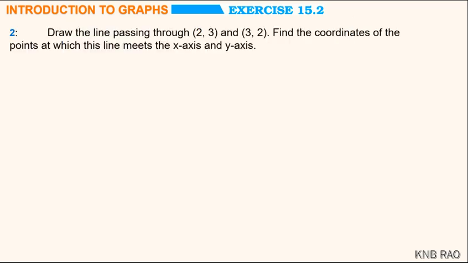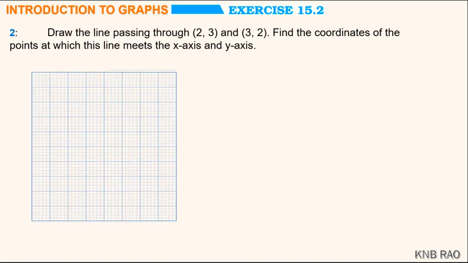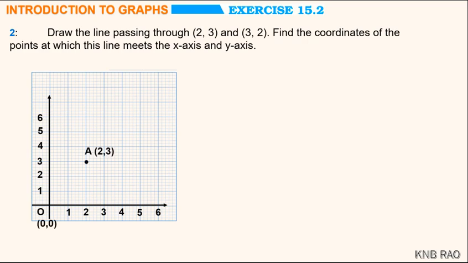Then question number 2. Here I will discuss question number 2 onwards. Draw a line passing through 2, 3 and 3, 2. Find the coordinates of the points at which this line meets the x axis and y axis. So for that, after plotting, I draw coordinate axes on the graph sheet. So first point 2, 3, I named it as A.